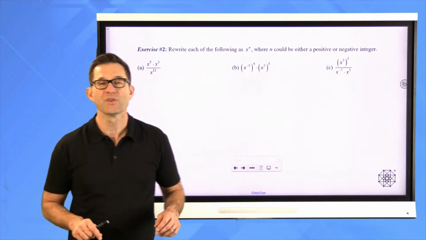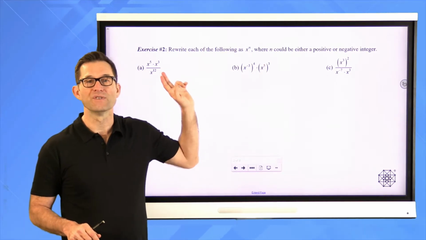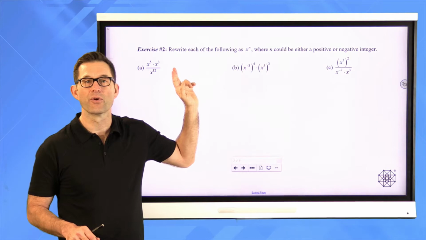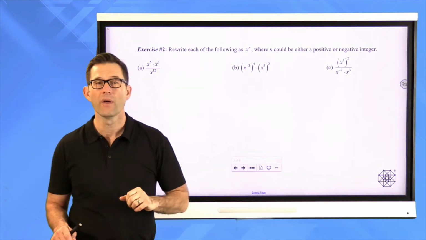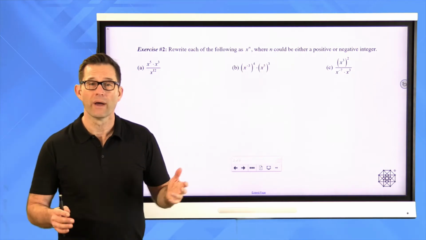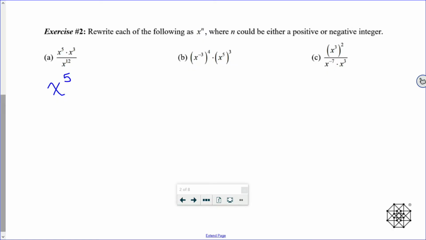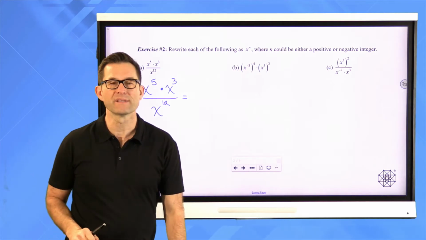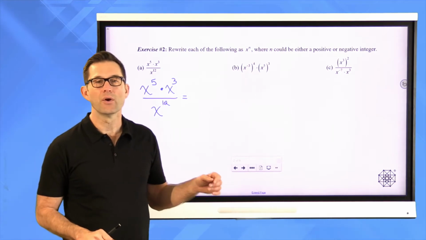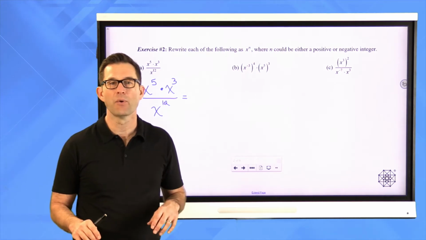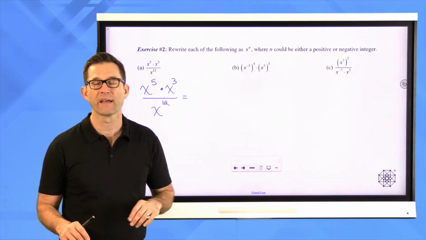Fantastic, right? So when I take a look at letter A, which is x to the 5th times x to the 3rd divided by x to the 12th, there's quite a bit going on, right? Let me write this thing out kind of in its glory, x to the 5th times x to the 3rd divided by x to the 12th, and let's talk about it just a bit. Some people might say, well, I'm not sure. Should I divide first and subtract exponents? Should I multiply first and add exponents?